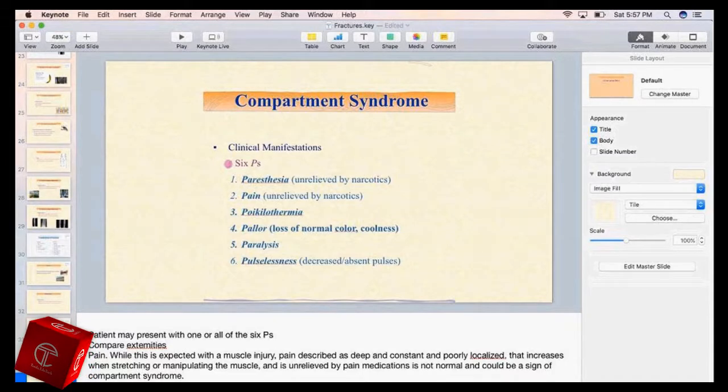So when you suspect compartment syndrome, and you see this paresthesia and increased pain, you can palpate or squeeze the muscle and compare it with the opposite side. In compartment syndrome, it will be more than firm. Normally, the muscles are soft.